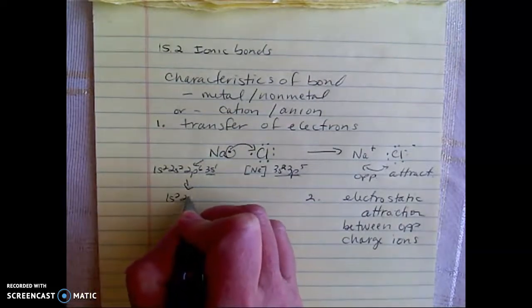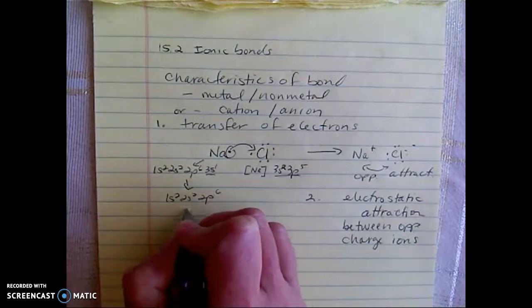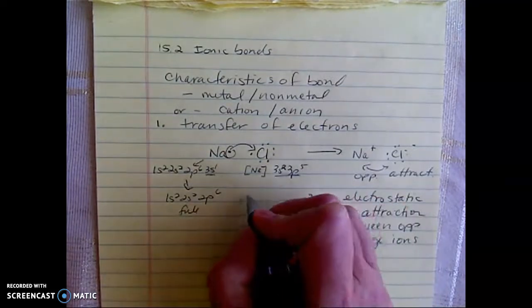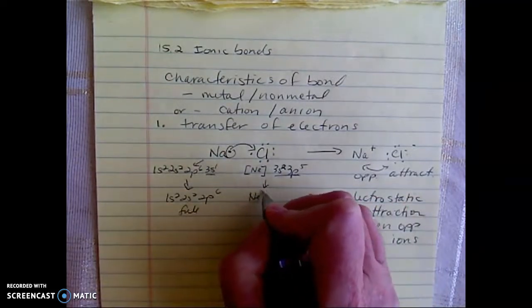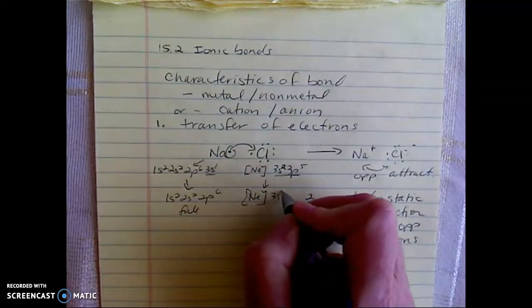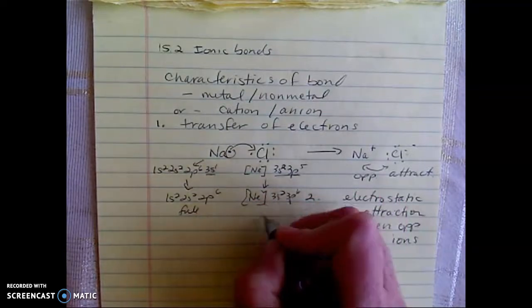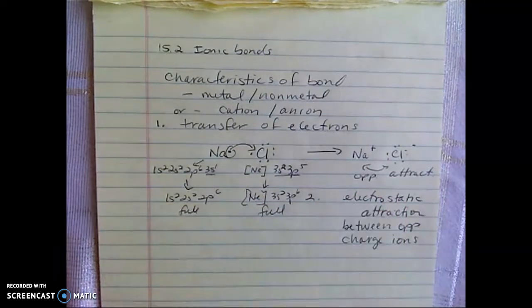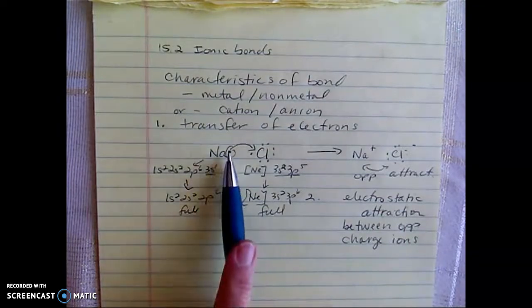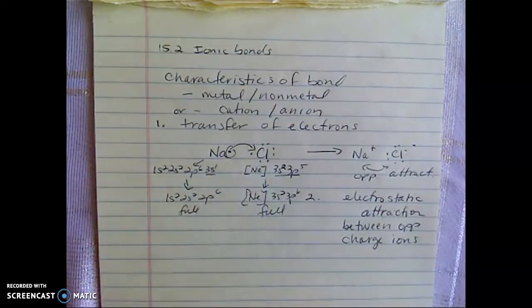Now if we take a closer look at what happened here, when this lost, it became 1s2, 2s2, 2p6, which is now full, and this became Ne, 3s2, 3p6, which is also full. That's why they like to transfer. Okay. We also talked about bonding capacities. This has one lone electron, this has one lone electron. They both have a bonding capacity of 1.